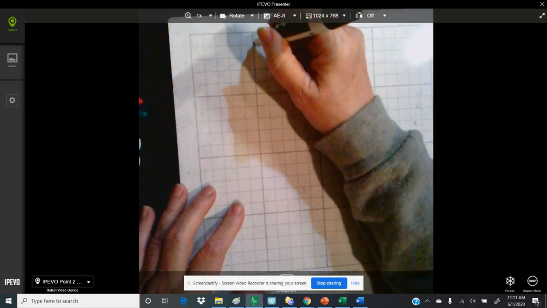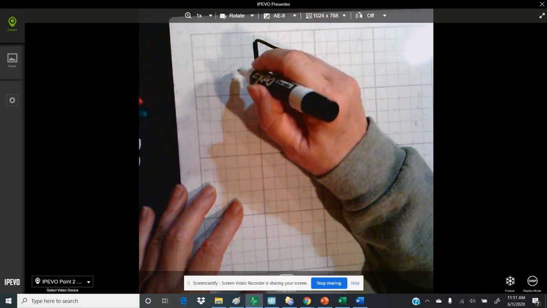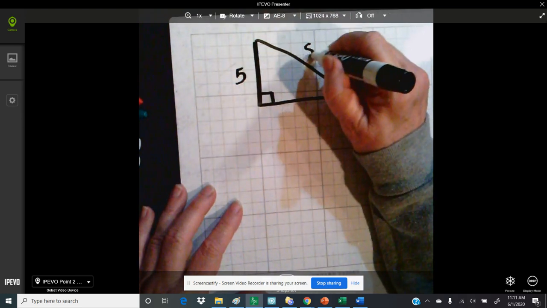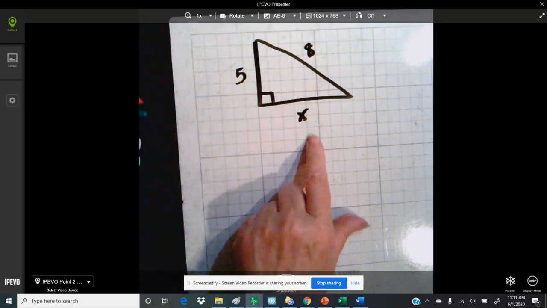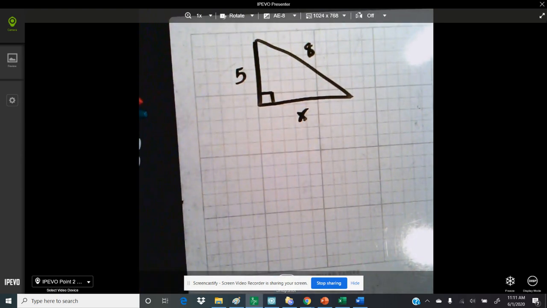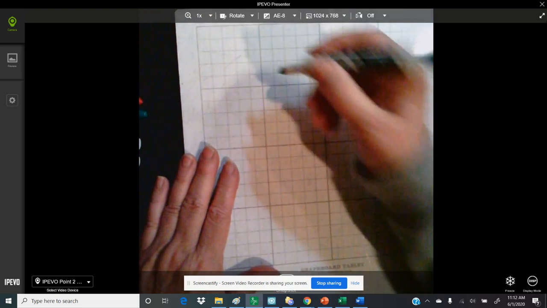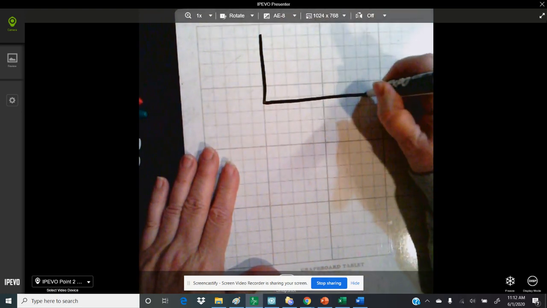All right, the next thing we're going to talk about is a 45, 45, 90 triangle. We just finished talking about the Pythagorean theorem. To quickly review, in the Pythagorean theorem, I need to know at least two sides of a triangle before I can find the third side. But the nice thing about the two special triangles, the 45, 45, 90 and the 30, 60, 90, is that I only need to know one side and then I know all the sides.